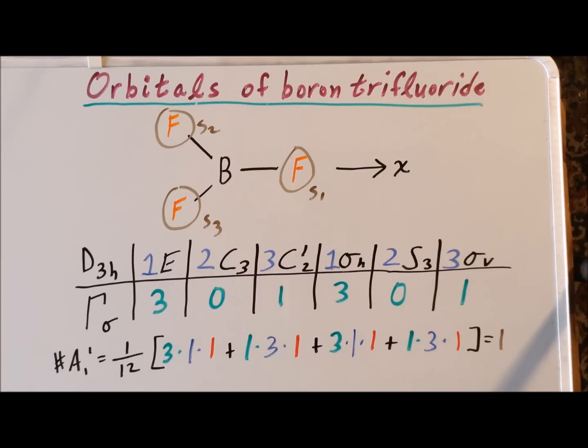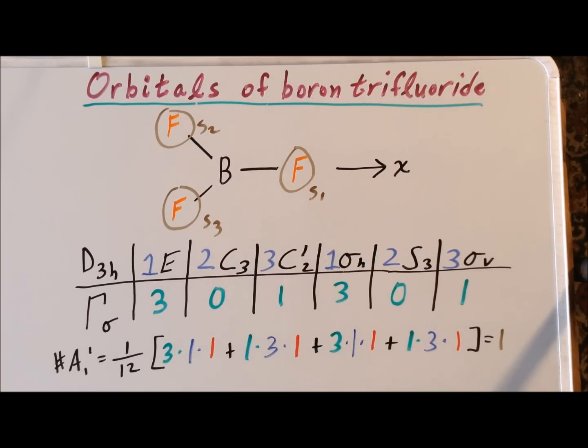It is important to double check your answer. If you ever get a number that is negative or a number that is a fraction, you have made a mistake. The only possible correct answers we can get for the number of irreducible representations in a reducible representation is either 0 or a positive integer. So we see in this case that we have determined that we have 1 A1 prime in our reducible representation.